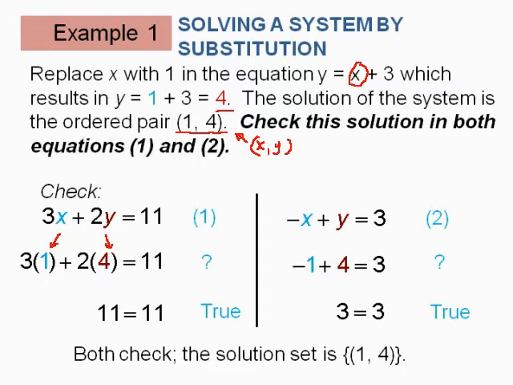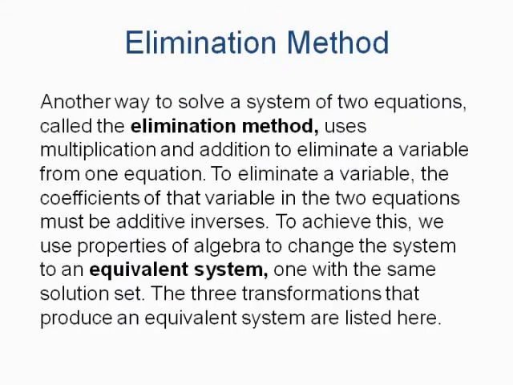It makes perfect sense. 3 times 1 plus 2 times 4 equals 11. Yes. If I plug 1 in for x and 4 in for y here, x changes sign, becomes negative 1 plus 4 is 3. So this point will satisfy both equations in the system. So substitution is one way to solve linear equations.